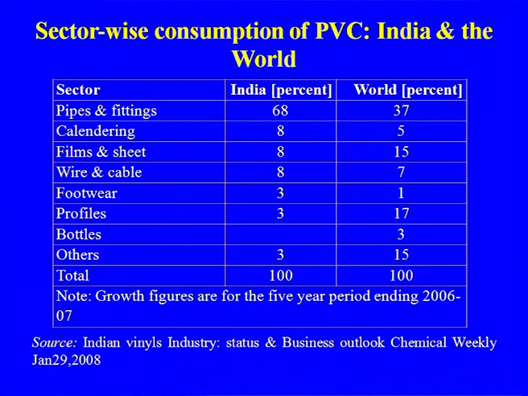So, in total, even worldwide, the percentage of PVC used in pipes and fittings is around 68% in India and 37% in the other parts of the world.